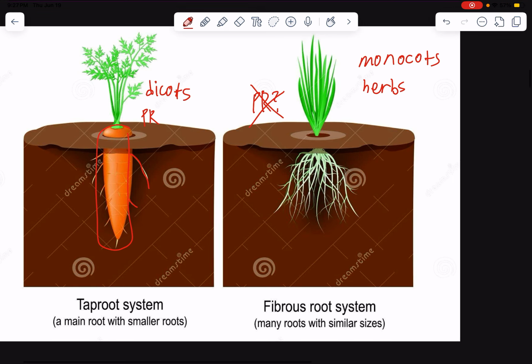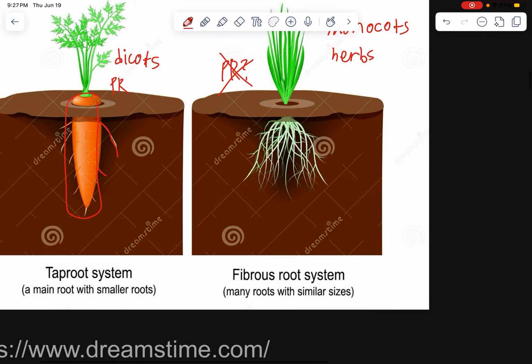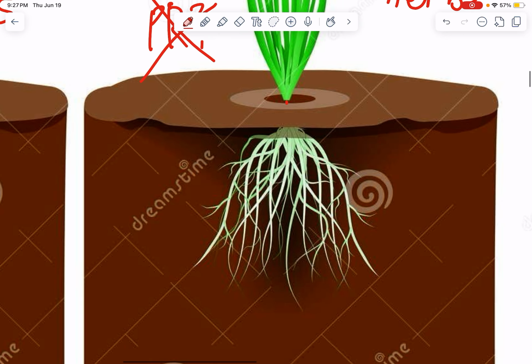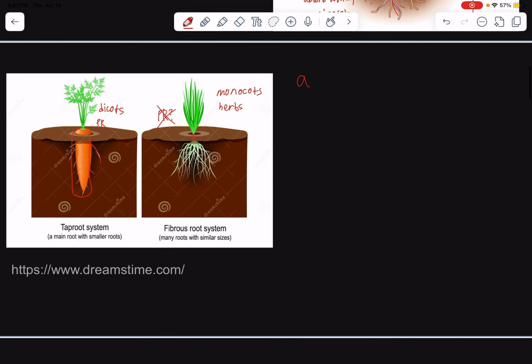And so instead, small adventitious roots emerge from the stem. So you can see here there's a direct connection. So adventitious means a plant organ arising from an unusual location. So in this case, the roots would be considered adventitious because the stem is an unusual location to arise from.